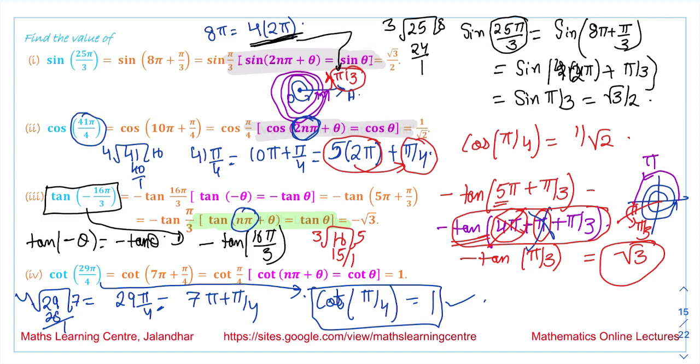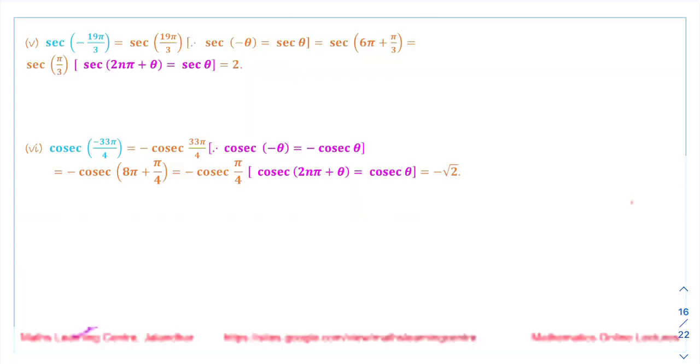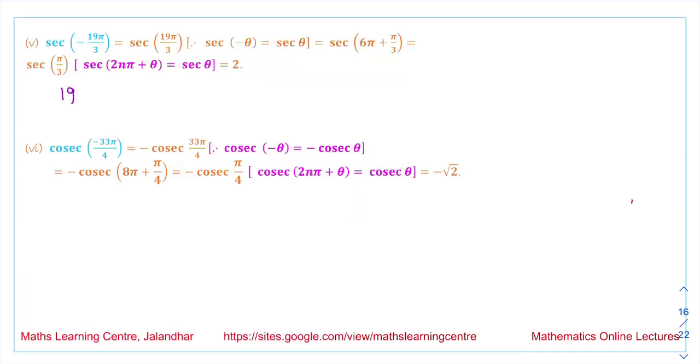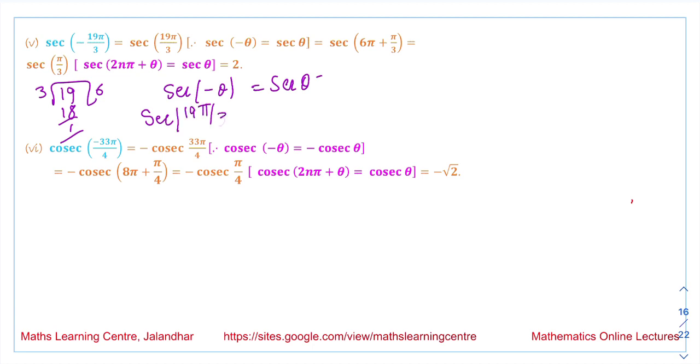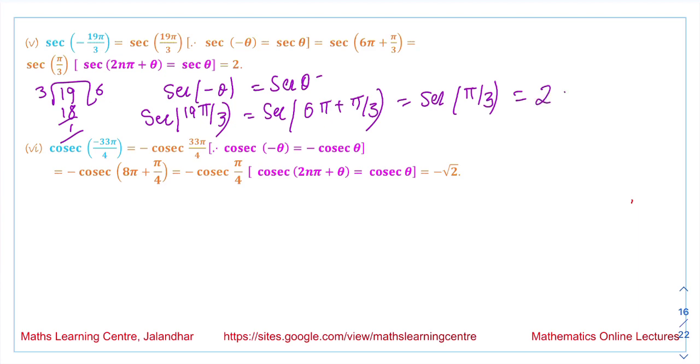Now the next part we have is secant of minus 19 pi by 3. First thing we have is secant of minus theta is equal to secant theta. So this question becomes secant of 19 pi by 3. This is equal to secant of 6 pi plus pi by 3. The period of secant is 2 pi. So this is equal to secant of pi by 3, that is equal to 2.